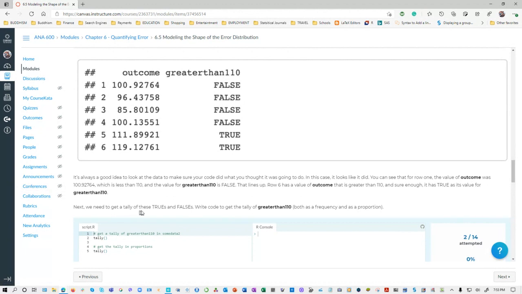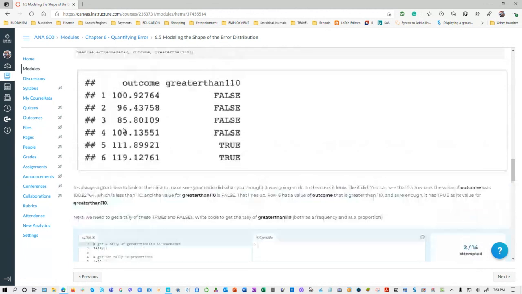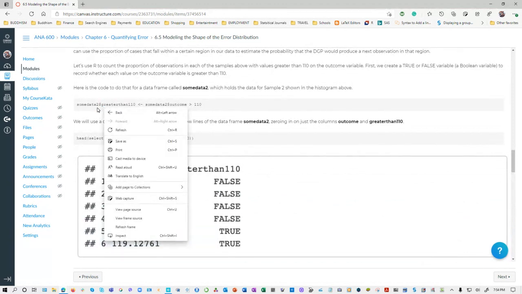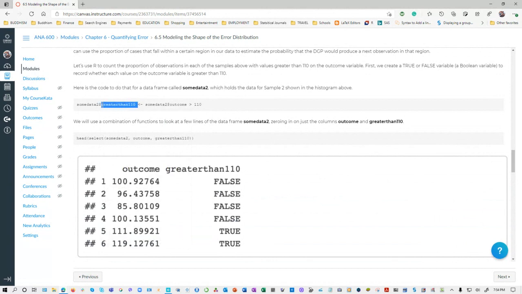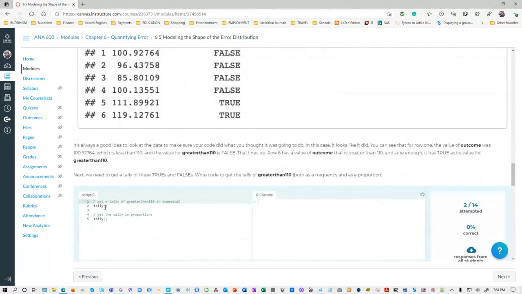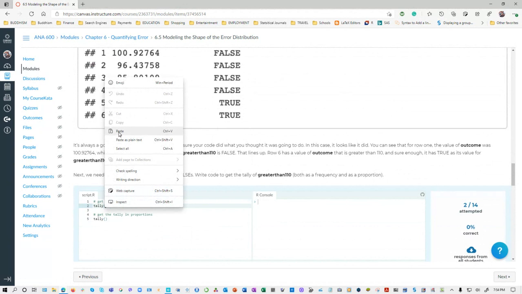The same way, next we need to get the tally of these true and false values. Write the code to get the tallies of greater than 110. The variable name is greater than. Then copy this one.